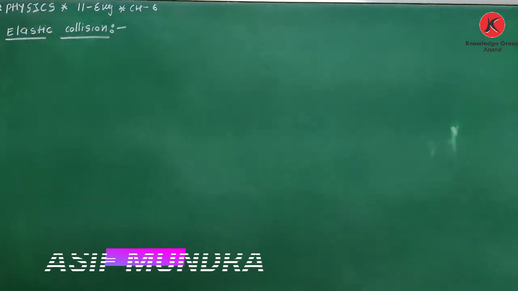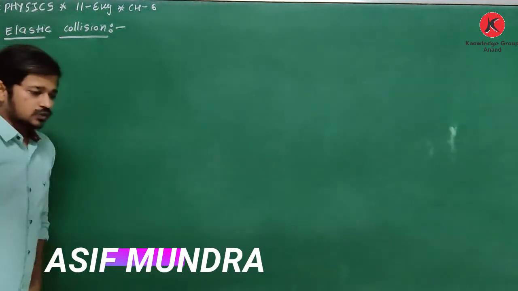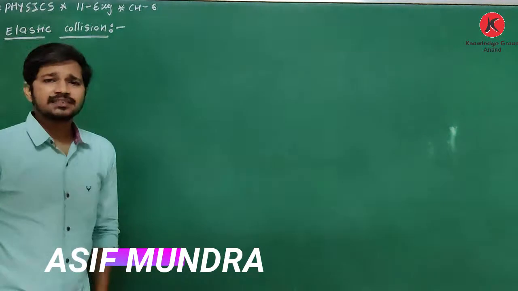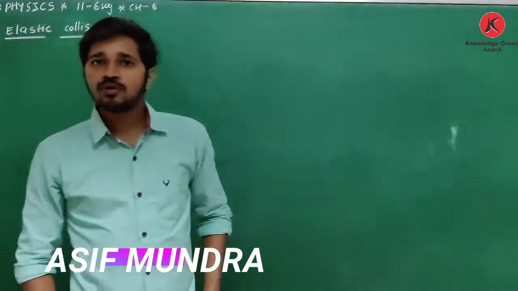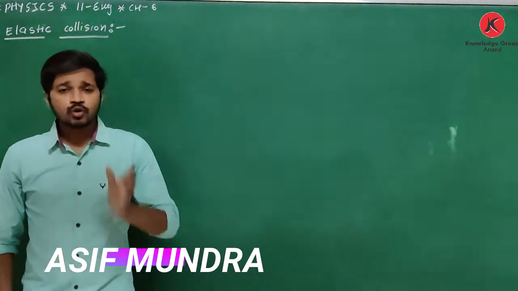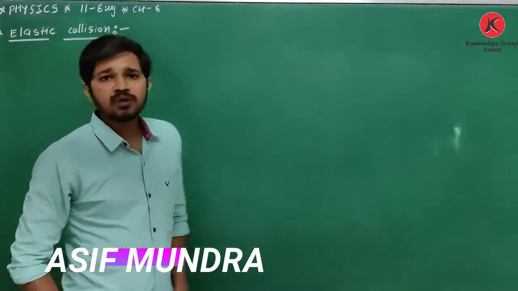Good morning, students. Chapter 6, Work, Energy and Power. Yes, we have discussed what is work, what is energy and what is power. Now, in this section, we will see one important phenomenon, that is collision. What is collision? You know a number of examples for collision.